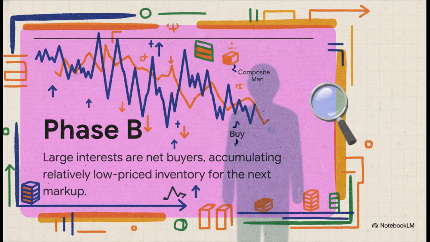The big idea to grab here is this. What looks like complete chaos to the average person is actually a very deliberate, organized campaign of accumulation. The big players are buying the dips and selling into the small rallies, all inside this range, to scoop up as many shares as they can without showing their hand.